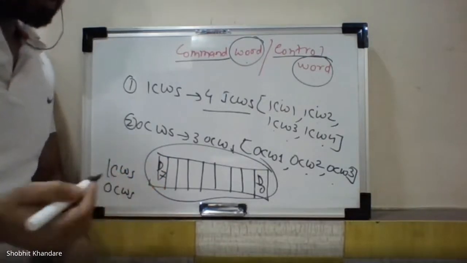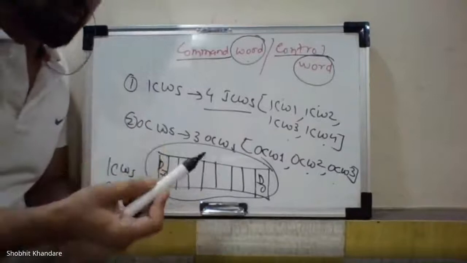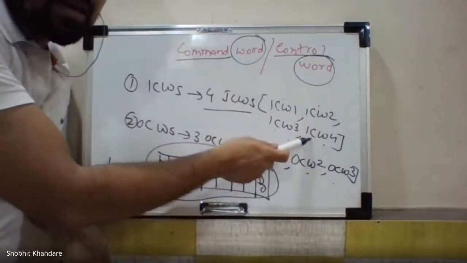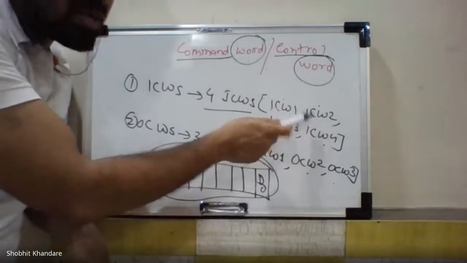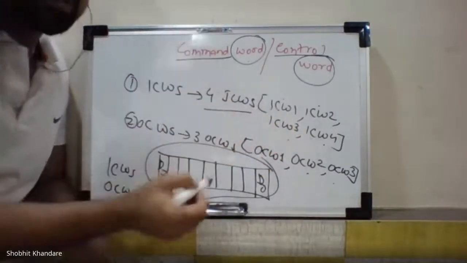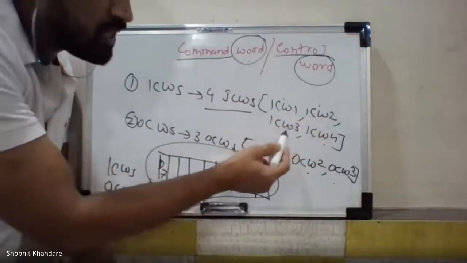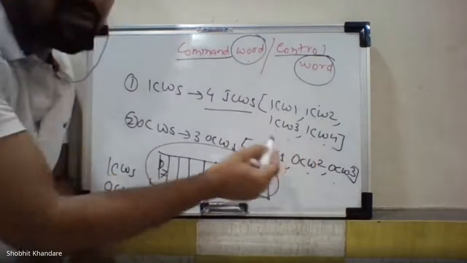Okay, so these are the sequence of 4 bytes. Sequence of 4 bytes means after this comes this, after this comes this, after this comes this. It's not that ICW2 comes first and ICW1 comes later. So there is a sequence of 4 bytes. Why did I say 4 bytes? This is 1 byte, this is 1 byte, this is 1 byte, this is 1 byte. Total how many bytes? 4 bytes.